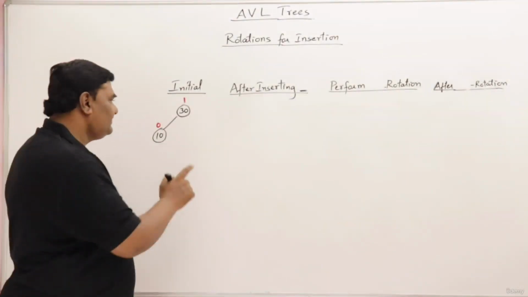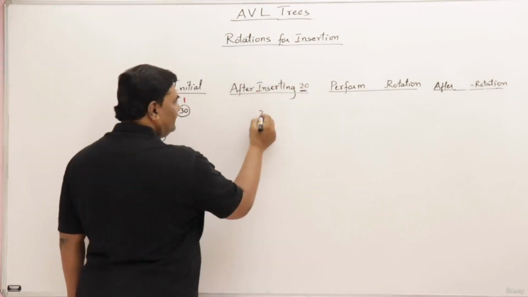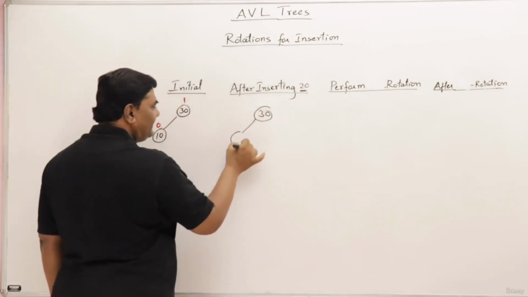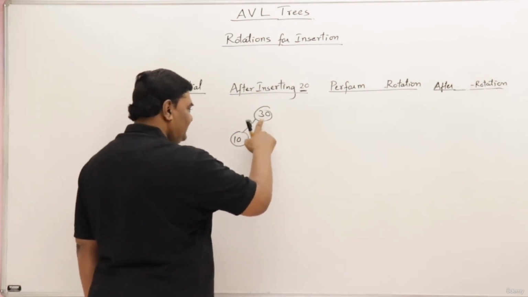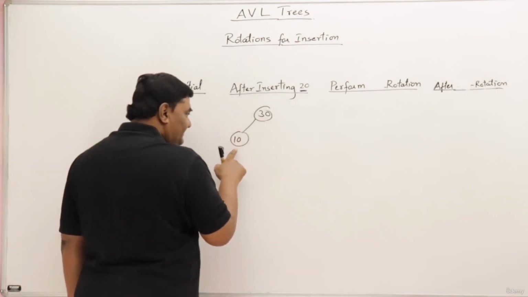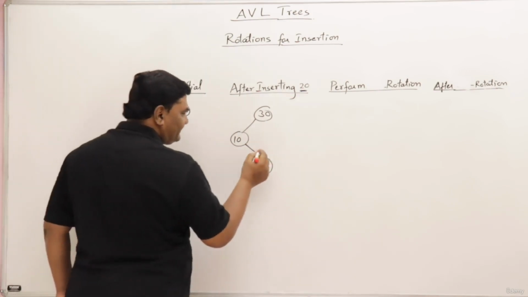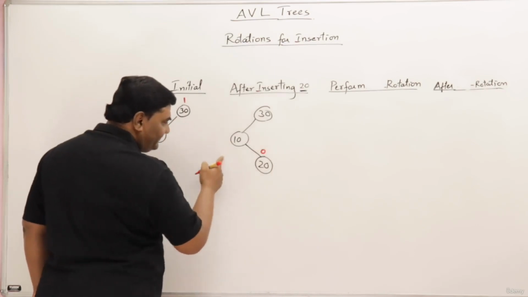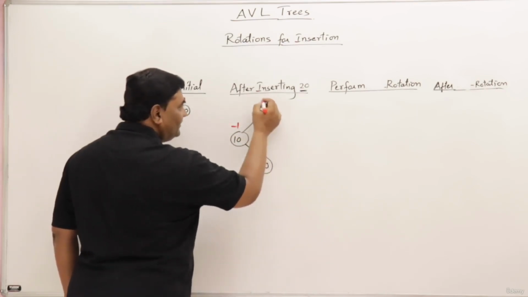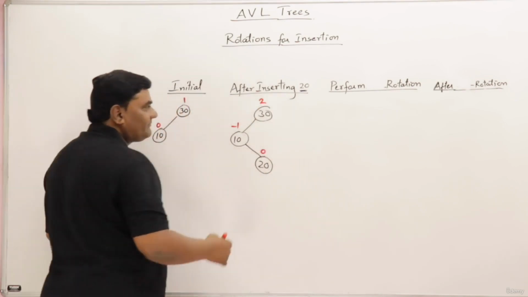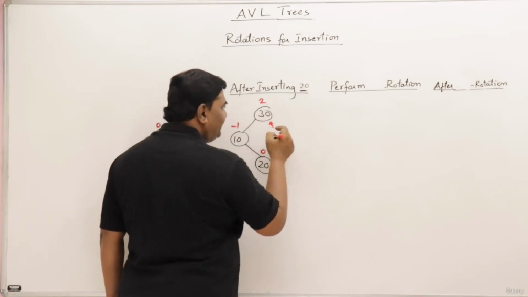For LR rotation, this is the initial tree. Let us insert 20 in this one. So, right now the tree has 30 and 10. 20 is less than 30, so it will come on the left side. But it is greater than 10, so it will come on the right side. What are the balance factors? This is 0. This is 0 minus 1, so minus 1. This is 1, 2 minus 0. So this is 2. This node became imbalanced.